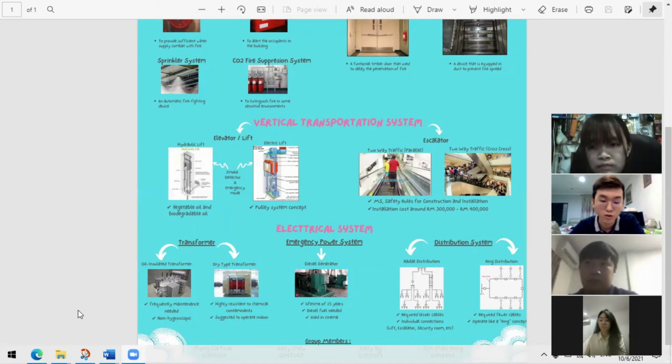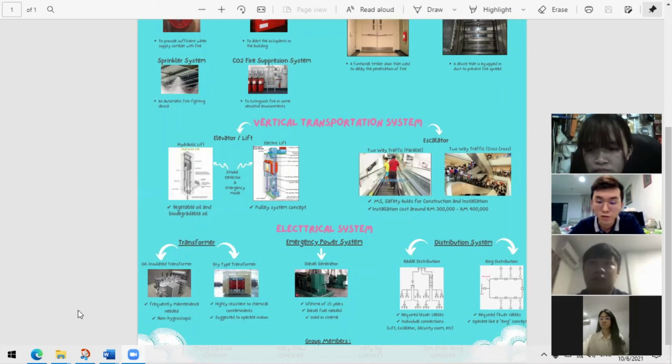And then it's also non-hygroscopic, where the encapsulation will help to prevent moisture from penetrating and affecting the winding material. And then next is about the dry type transformer. It does not need frequent maintenance like the oil insulated transformer, because it is highly resistant to chemical contaminants, so there is no need to do the oil test frequently.